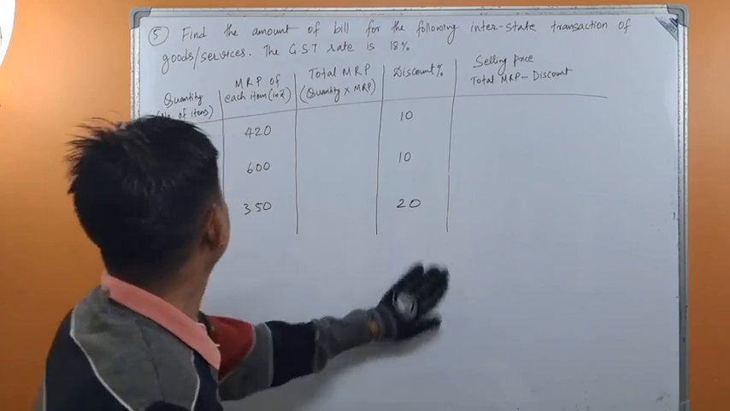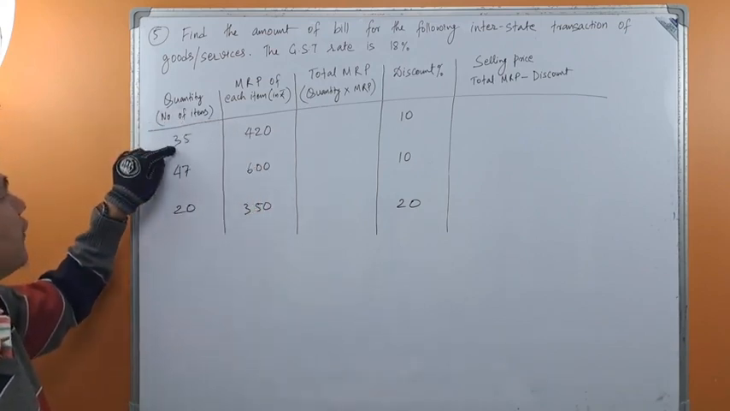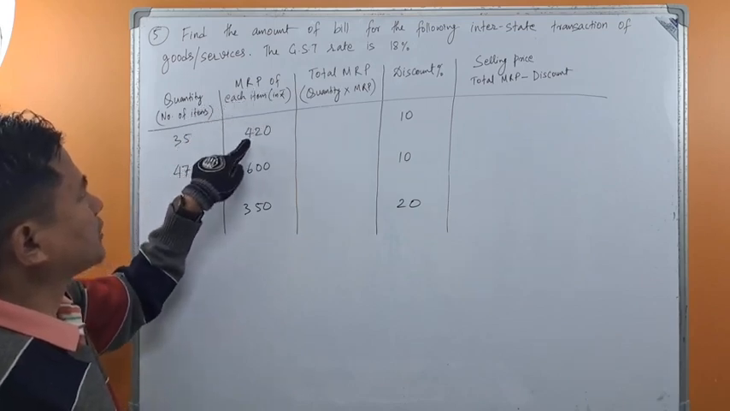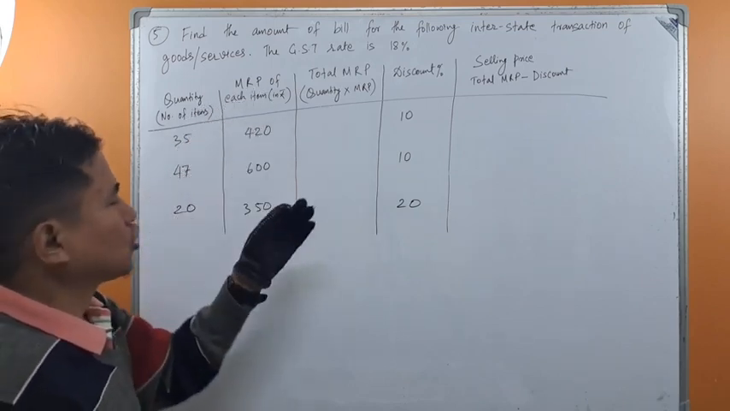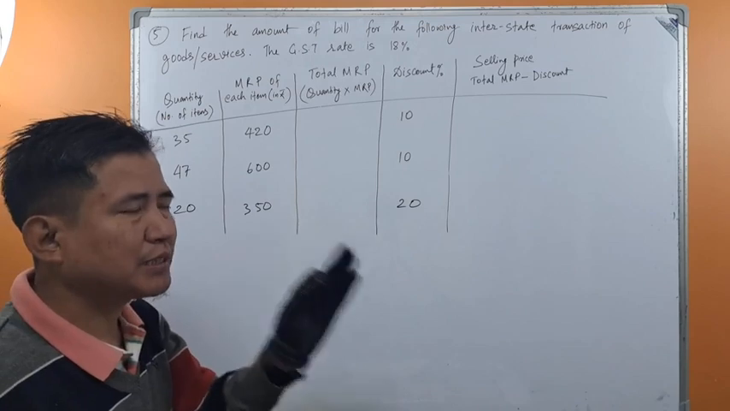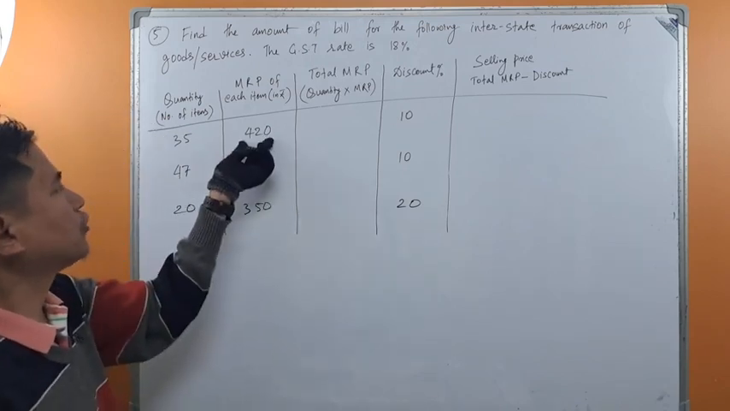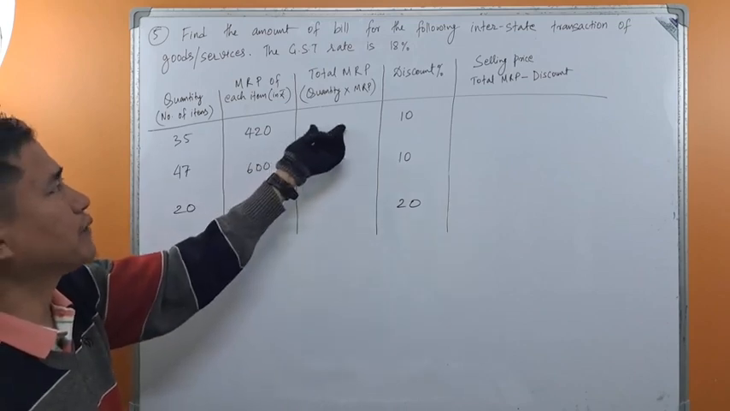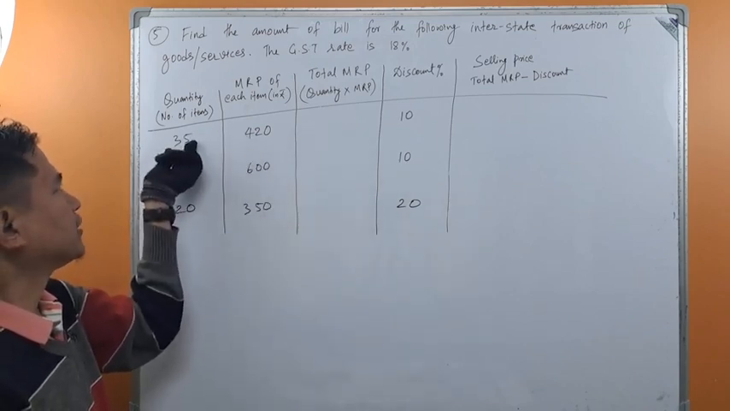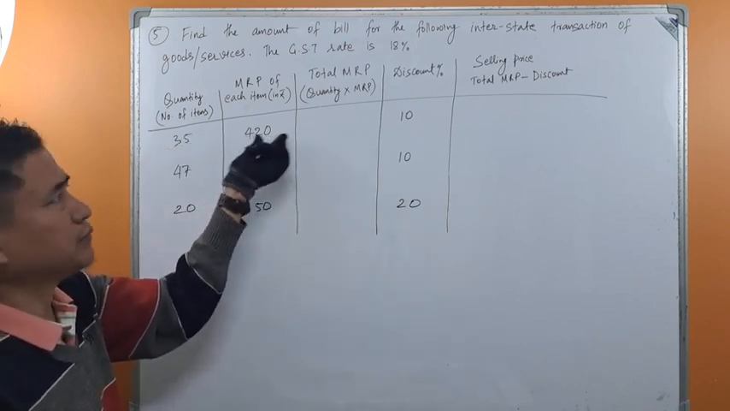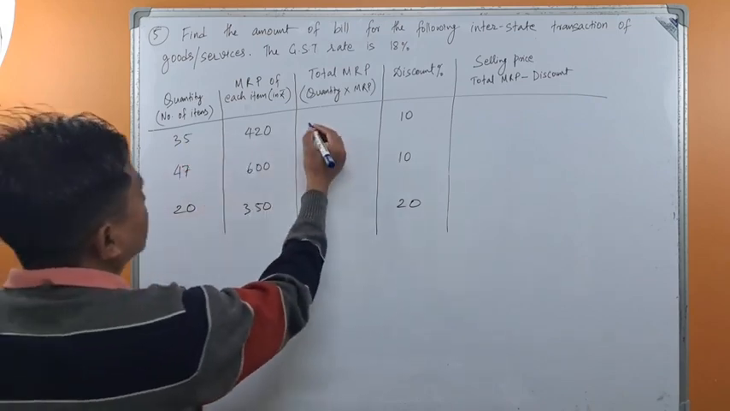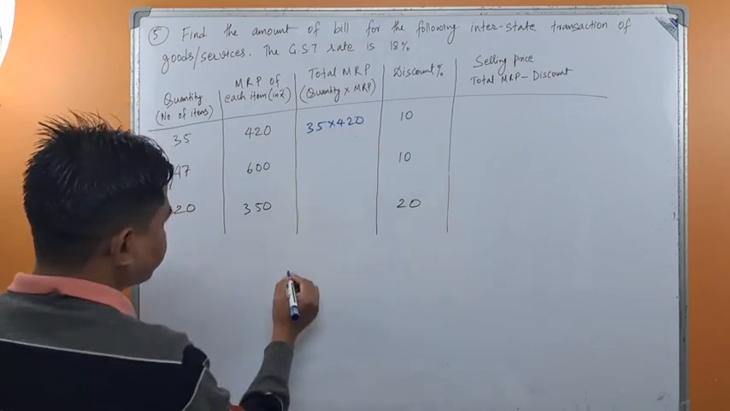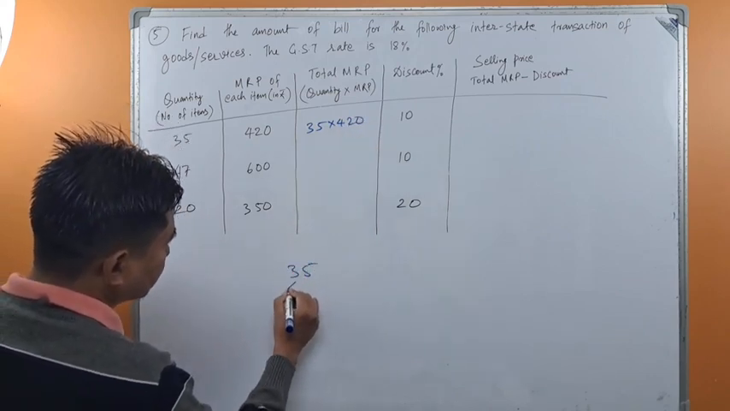Now let us see the table. Quantity, the number of items, is 35, and the MRP of each item in rupees is 420. MRP, maximum retail price, of each item is 420 and the number of items is 35. So what will be the total MRP? Number of items into MRP of each item, isn't it? 35 into 420.